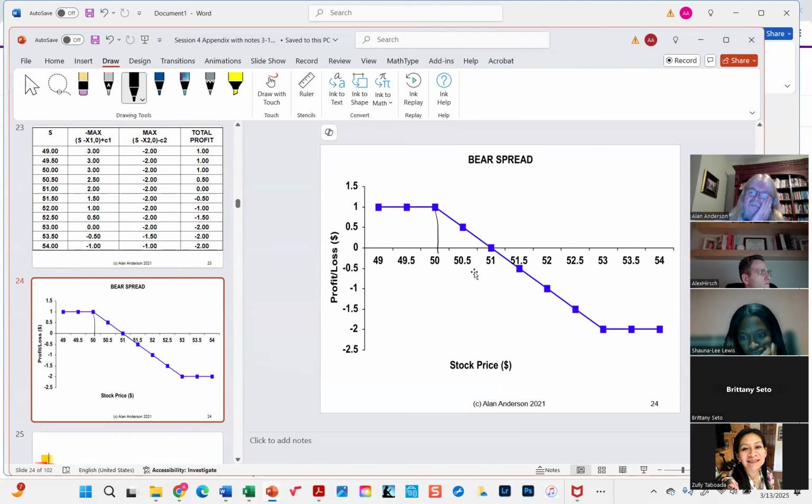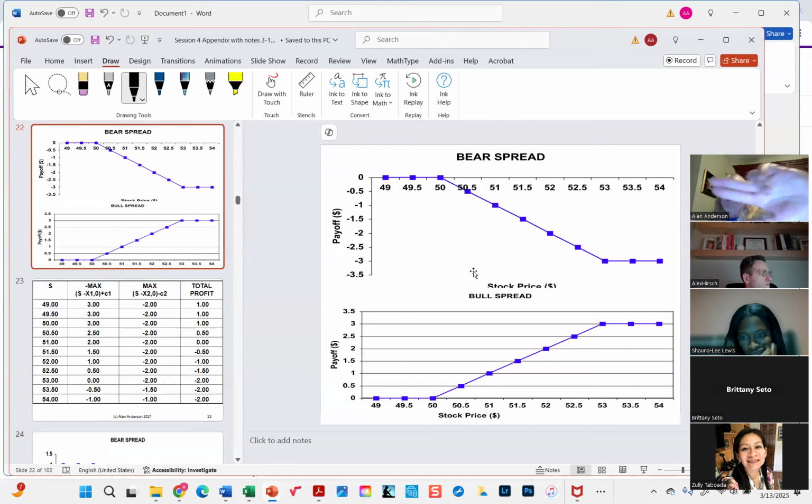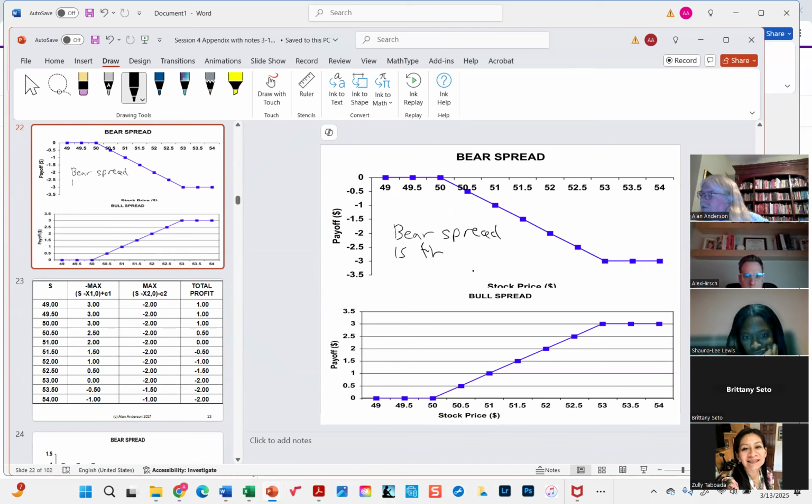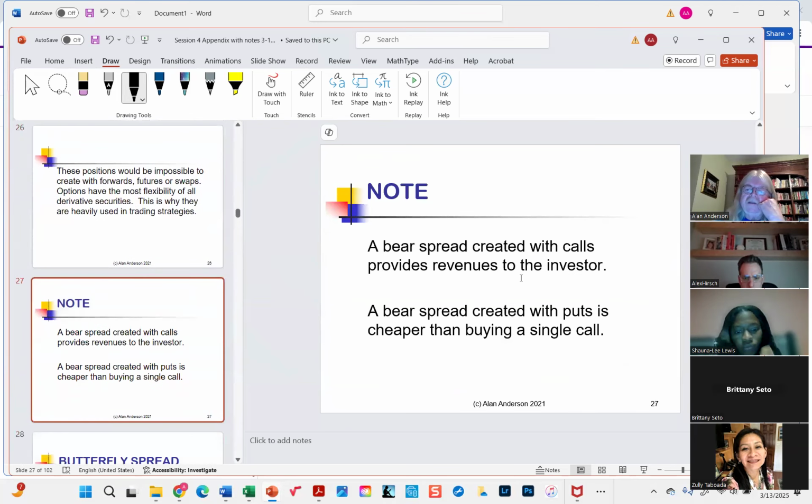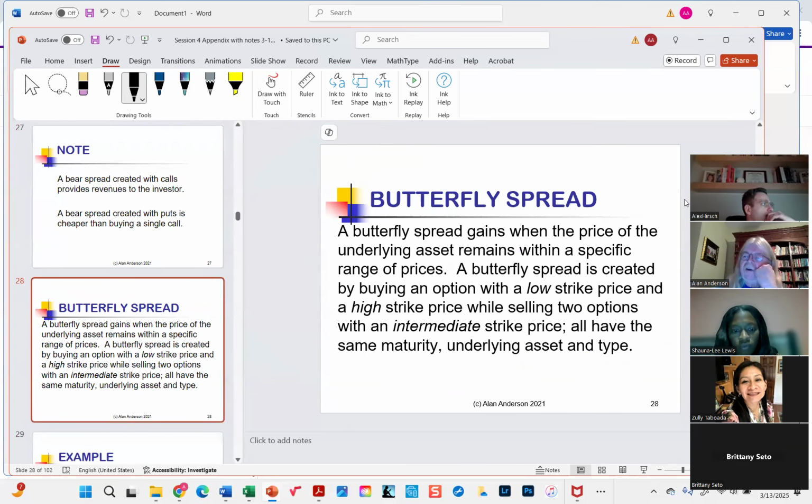So this is the reverse. I mean, if you look carefully at them, you notice that you're flipping one upside down because these are the reverses of each other. You can make the case that the bear spread is the reverse, meaning that we're changing the signs of the bull spread. In other words, we're just simply reversing the directions. Where we were buying, now we're selling, and vice versa. Now the butterfly. Oh, go ahead, please.